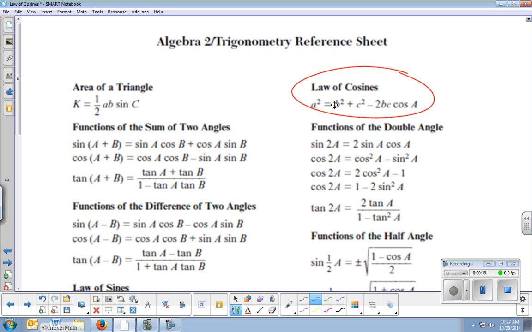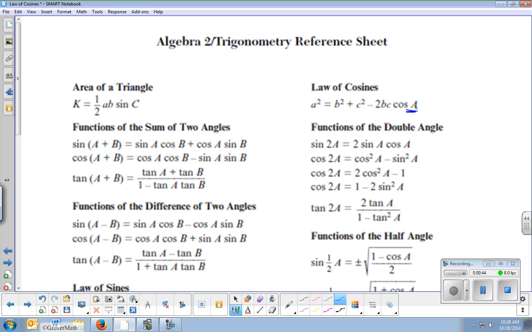Now, it's not always going to be a, b, and c. Your triangle might not be lettered at all. But what's important is that there's only one angle involved here. And in this particular problem, they're calling it angle A. And notice that all three sides are involved, A, B, and C, but only one of them is on the left side of the equal sign. And that's the one that is opposite the angle you're using.